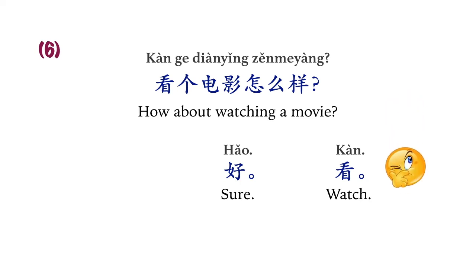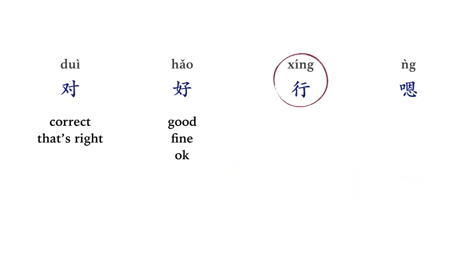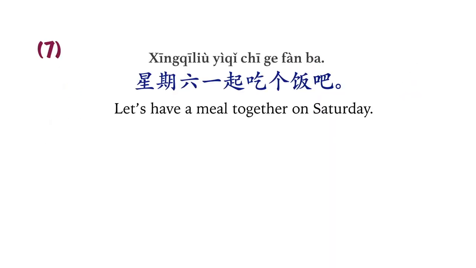In this simple example, even if it sounds weird, you will still be understood, fortunately, but it is unnatural, because the question is not a yes-no question, but asking about your opinion. 行 This is similar to 好。星期六一起吃个饭吧。行。Answering 好 in this case is perfectly fine.